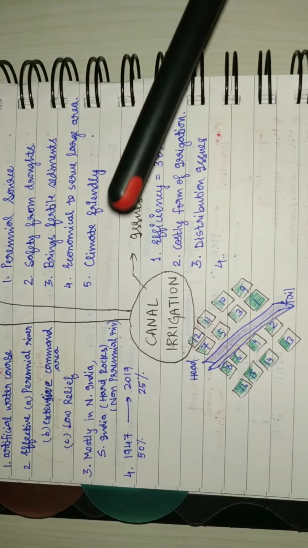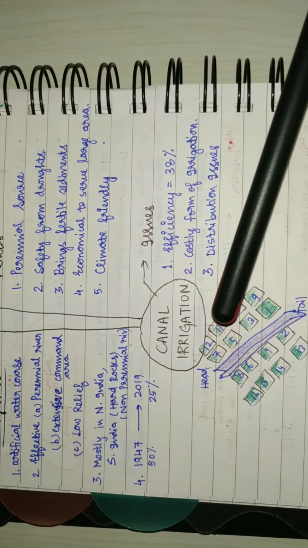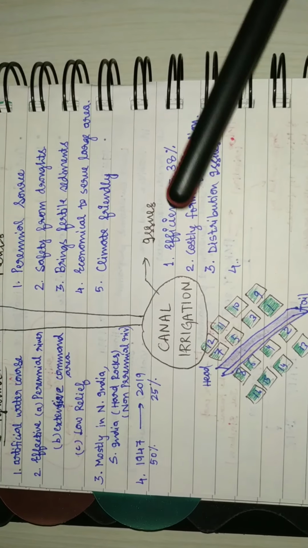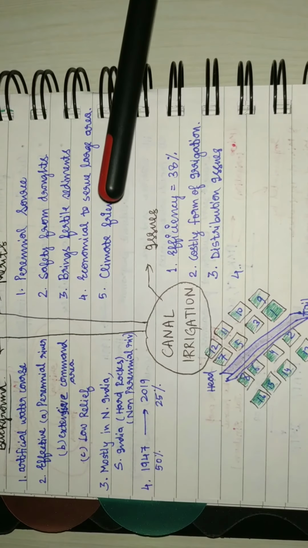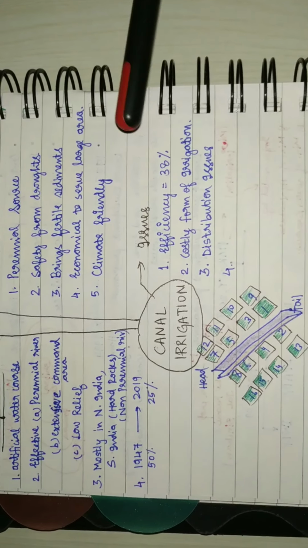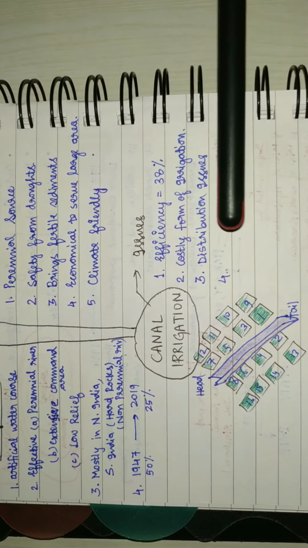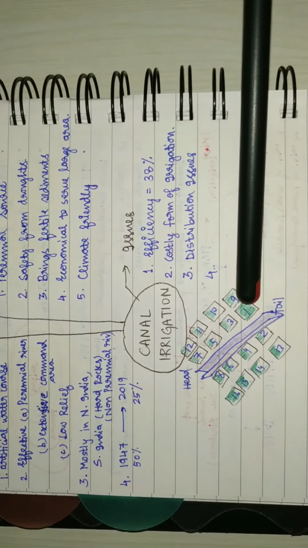What are some of the issues? The issue is with the efficiency. The canal irrigation has got least efficiency among all the forms of irrigation, just 38%, because there is loss during the storage of water, evaporation, there is loss during transportation of water, seepage, and there is also loss during application of water in the fields, right?